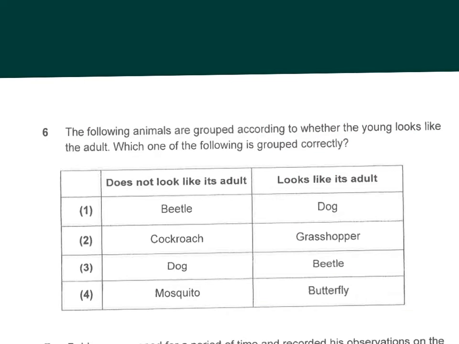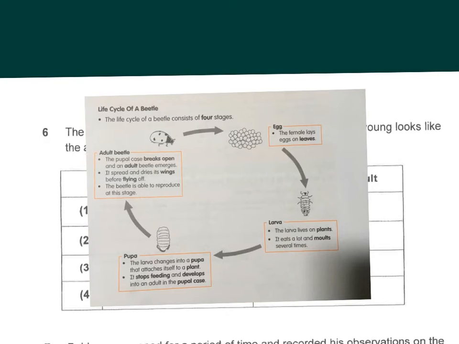Question 6. The following animals are grouped according to whether the young looks like the adult. So which of the following is grouped correctly? So in option 1, you will have the beetle here, and it says does not look like an adult. It is true. If you cannot recall how the life cycle of a beetle is like, let me draw the picture for you. So as you can see here, for the life cycle of a beetle, you have 4 different stages: the egg, larva, pupa, and the adult.